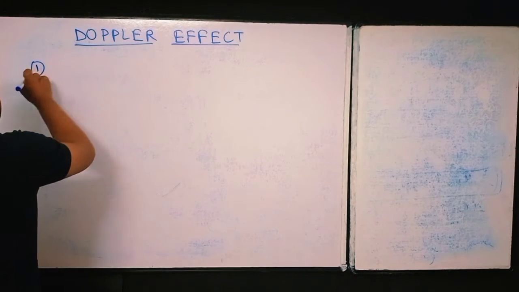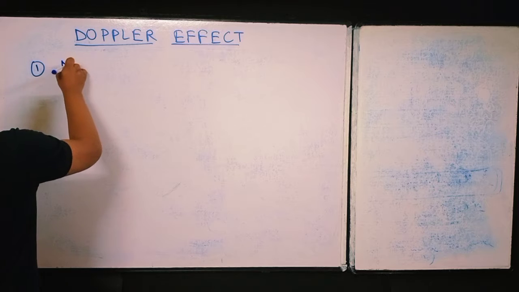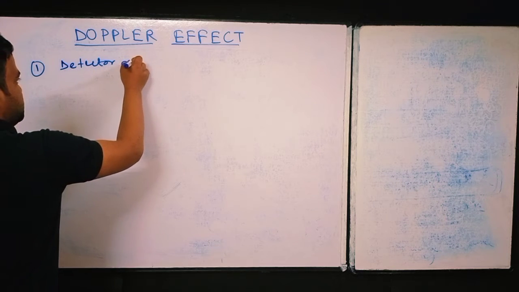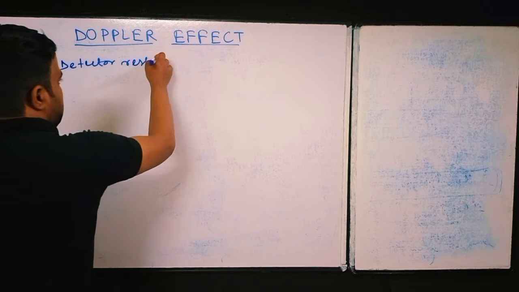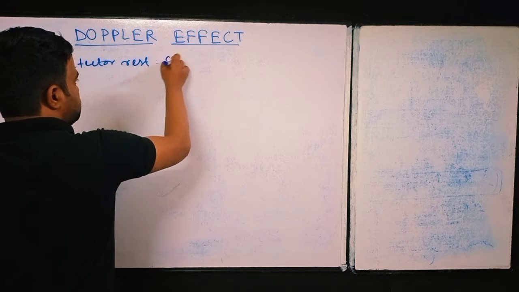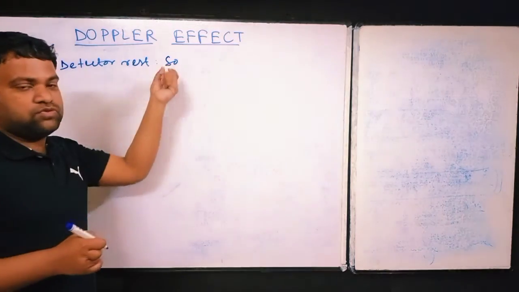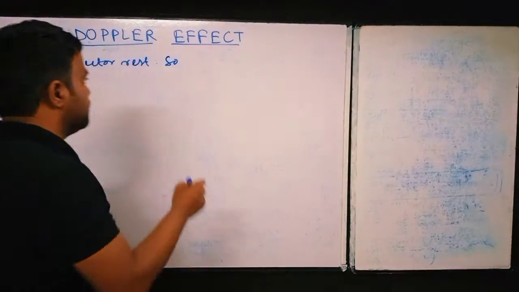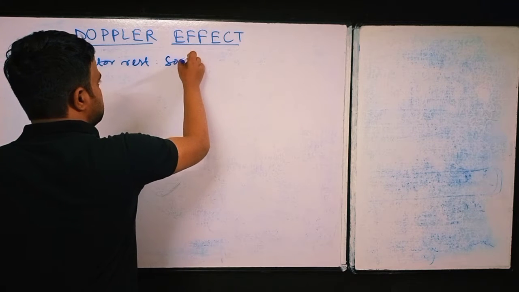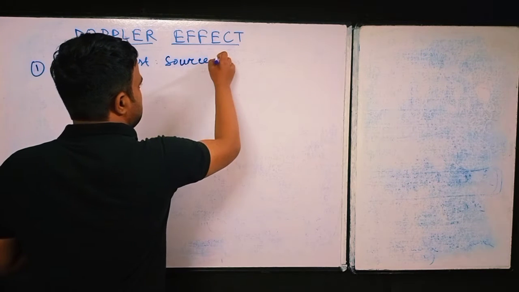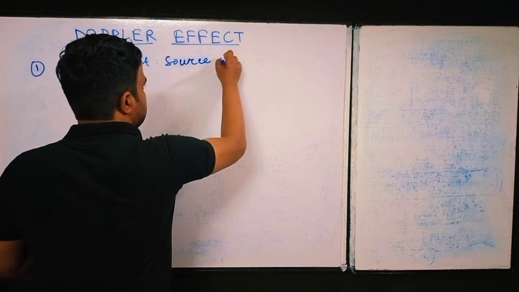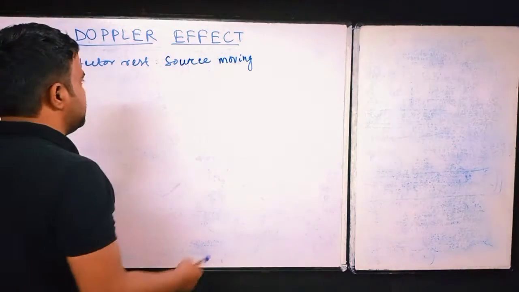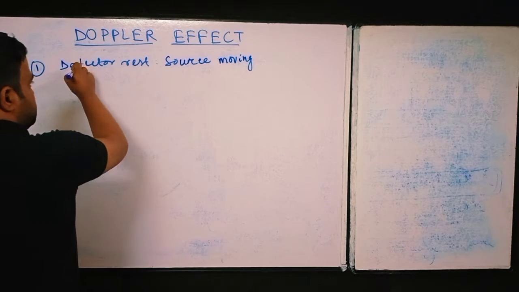In short form I'm writing: detector stationary or at rest, source moving. Source means the one which produces the sound. Source moving means it can move either away from or towards the detector. So this will be the first case.